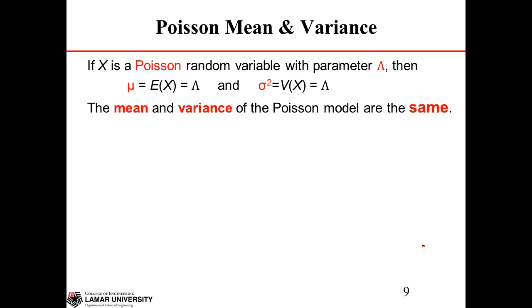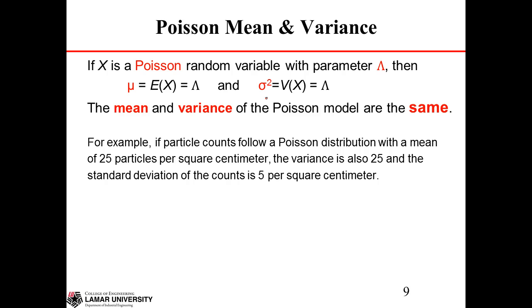So to summarize, if X is a Poisson random variable with parameter capital lambda, which is lowercase lambda multiplied by t, then the expected value of the Poisson random variable is equal to the parameter lambda, and the variance sigma squared is also equal to lambda. So the mean and variance of the Poisson model are the same. This is a very important conclusion. Both mean and variance are the same.